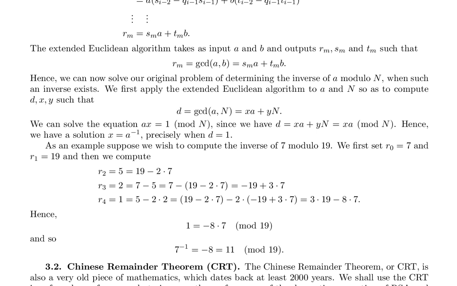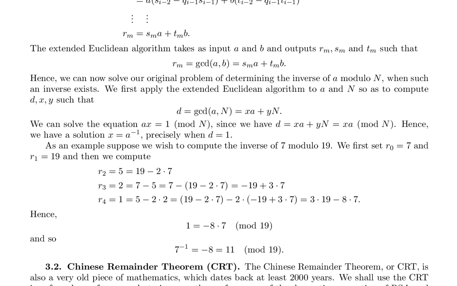As an example, suppose we wish to compute the inverse of 7 modulo 19. We first set r_0 equal to 7 and r_1 equal to 19. And then we compute r_2 = 5 = 19 - 2 times 7. r_3 = 2 = 7 - 5 = 7 - (19 - 2 times 7) = -19 + 3 times 7.